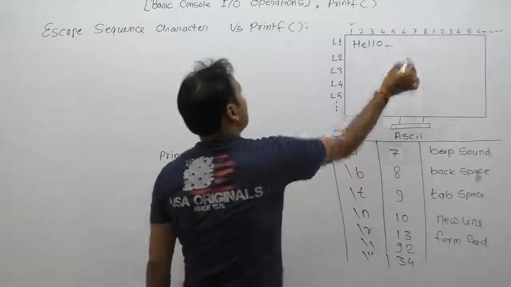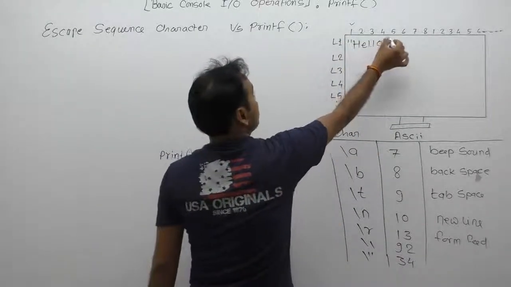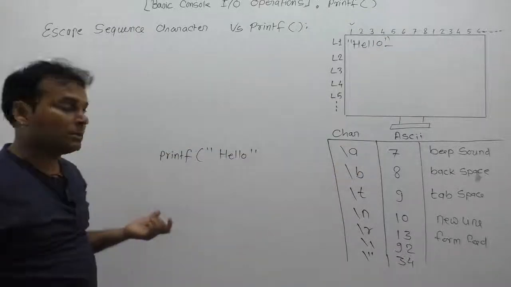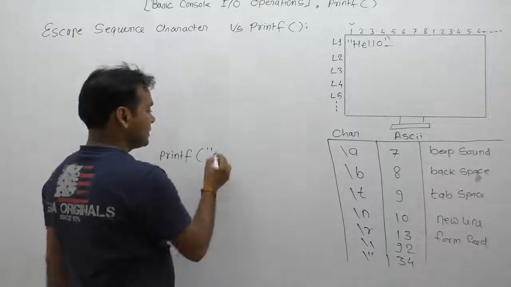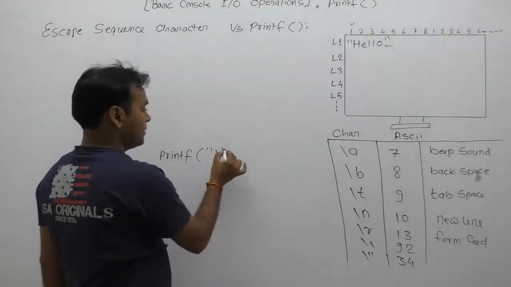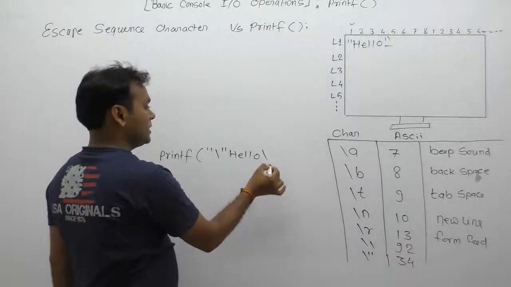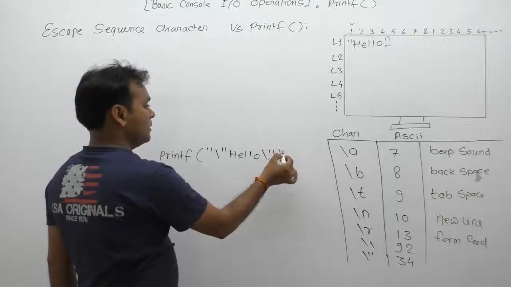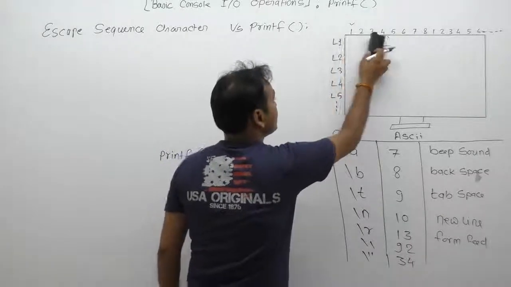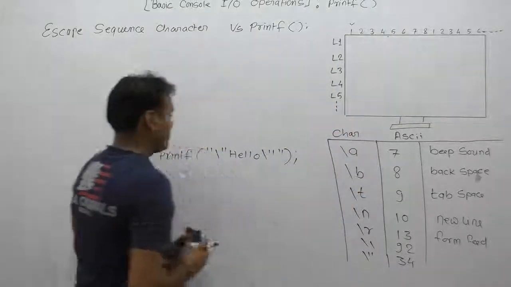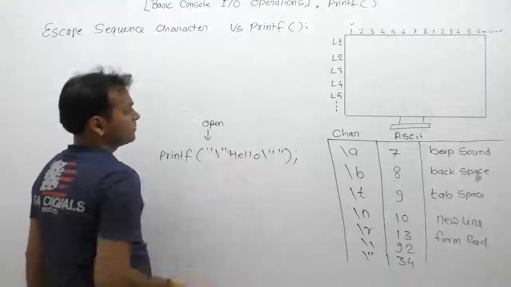But if you want to display hello inside double quotes, directly writing double quotes does not display them. Then it can be displayed with the help of the escape sequence character slash, like slash double quote, message as hello, again slash double quote. Here we are using double quotes four times. Out of them, the first double quote is the opening of the string.